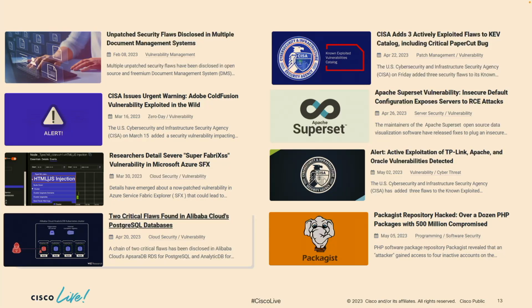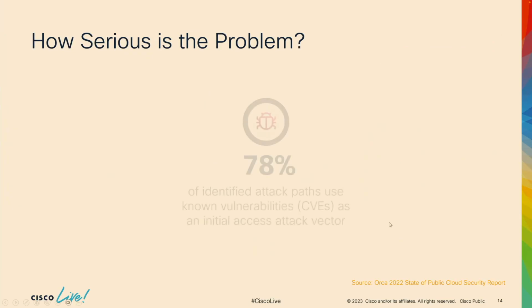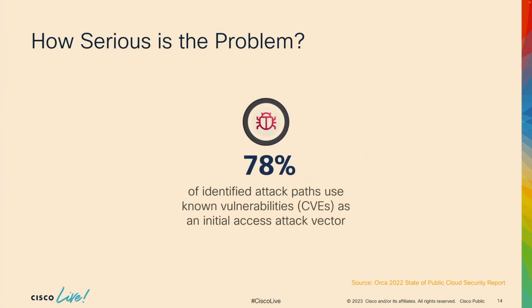So the first thing I'm going to demonstrate is how to find this, and how serious is the problem? We see that 78% of attacks exploit software vulnerabilities that are embedded either in the open source or in internally developed code, etc.